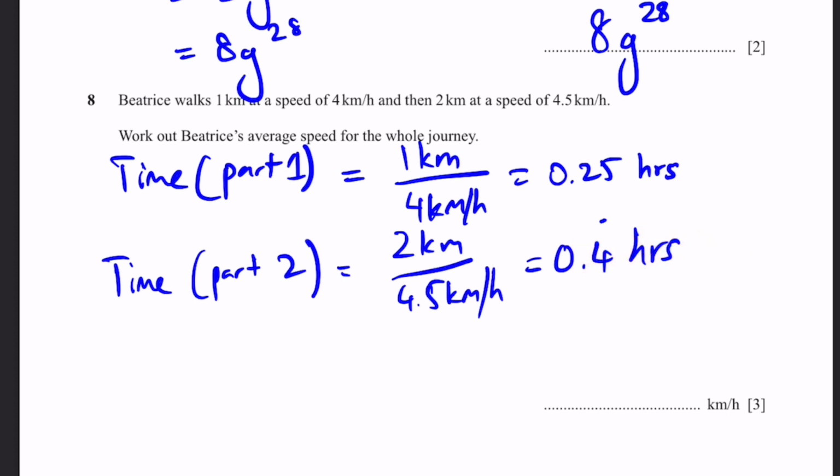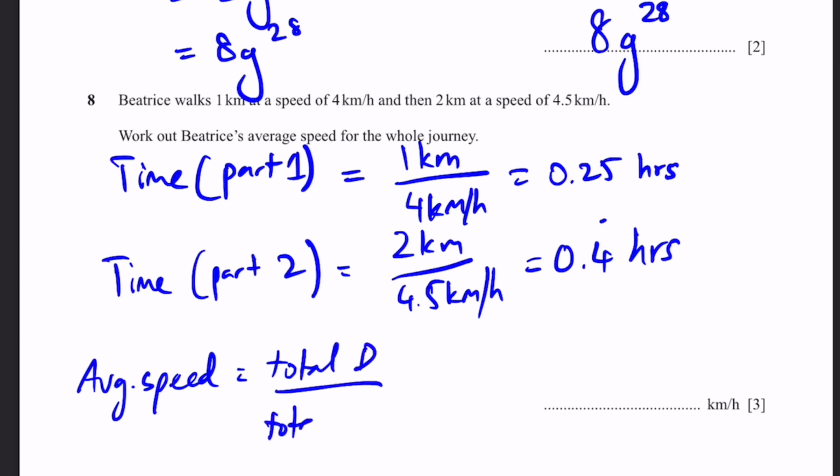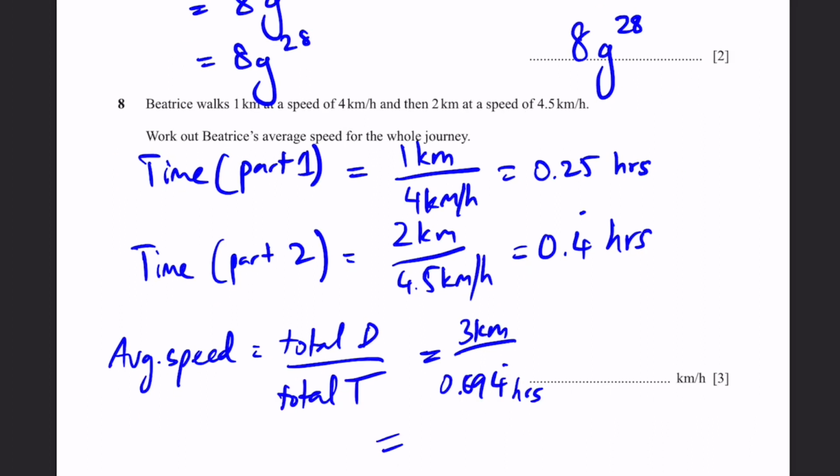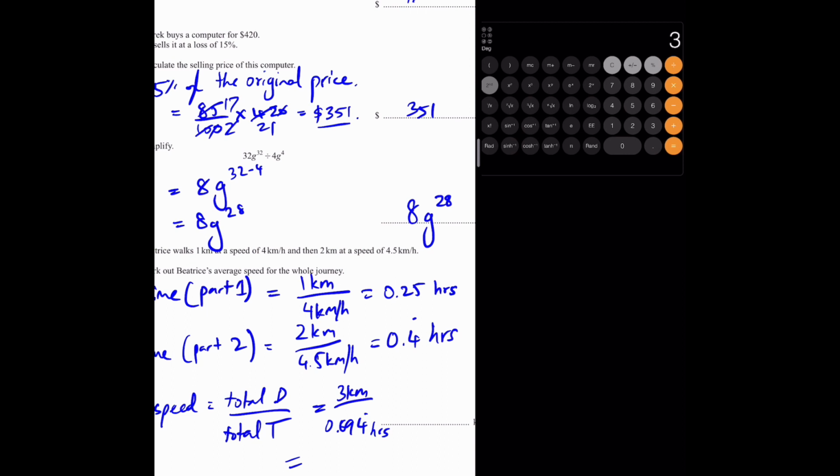So the average speed for the full journey will be average speed is equal to total distance by total time. That will be equal to 1 plus 2, which is 3 kilometers, by 0.25 plus 0.4444, 0.694 hours. That will be equal to, let's get our calculator out. Let's just estimate this to 3 divided by 0.694. It'll be approximately 4.3 kilometers per hour.